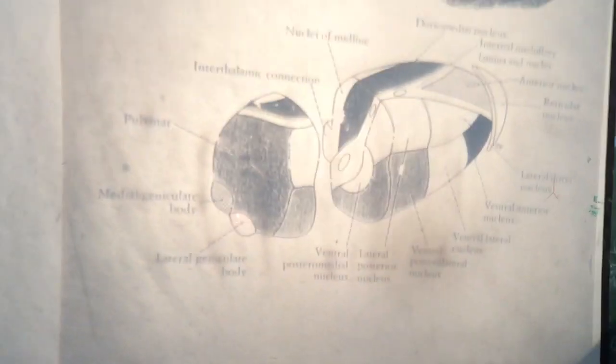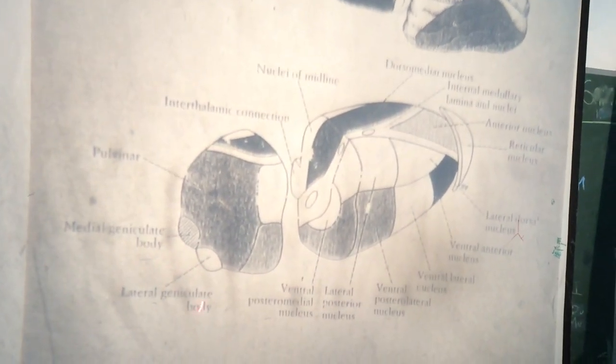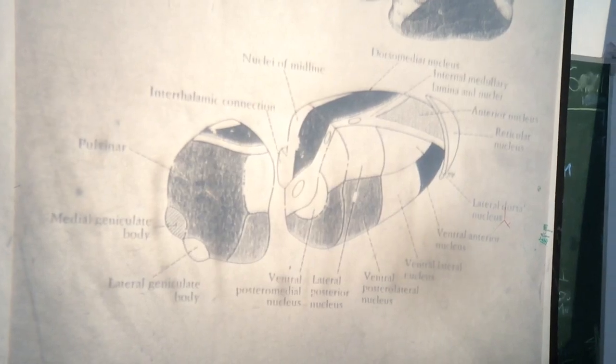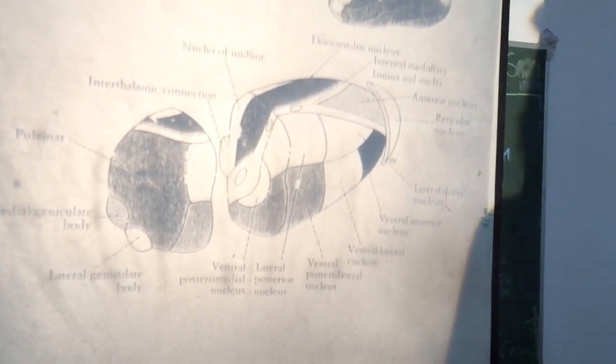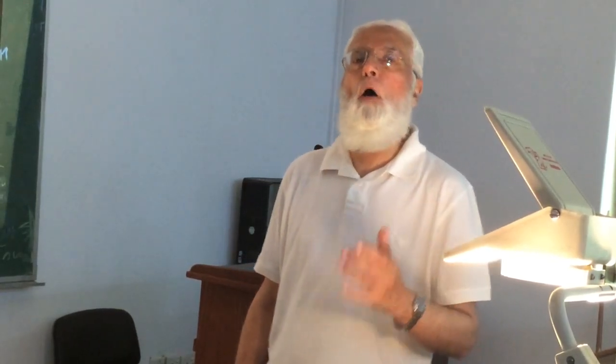Now we come to the lateral geniculate body. You know, the lateral geniculate body is a part of the visual pathway. It receives nerve fibers from the optic tract. These nerve fibers are from the ipsilateral temporal half and the contralateral nasal half of the retina.